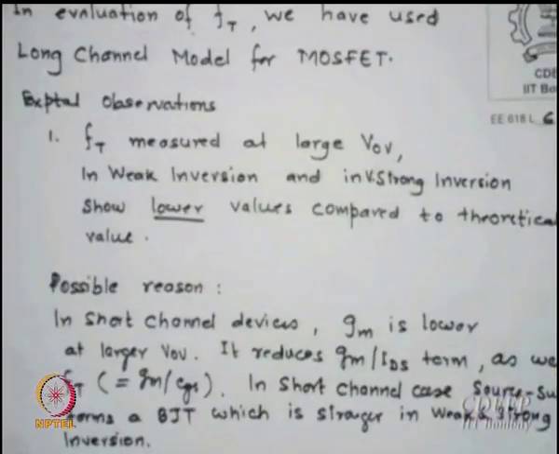In the FT valuations, we always see that we used a model which is called the large signal or long channel model for MOSFETs, and there we say that the larger the VOV, as the function shows, the larger FT will be. However, this assumed the device is always in reasonable inversion. If it is in very strong inversion or very weak inversion, these assumptions are not valid, and therefore the FT relationship with VOV is suspect.